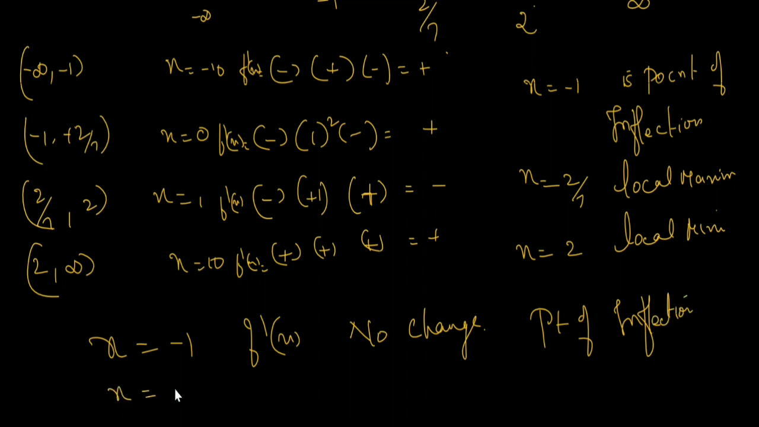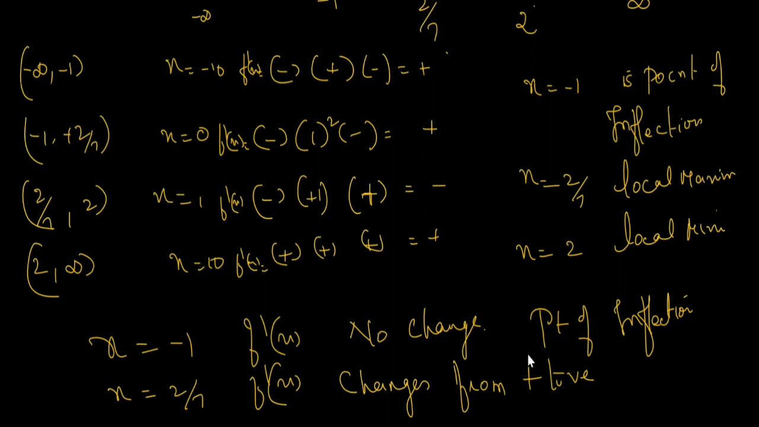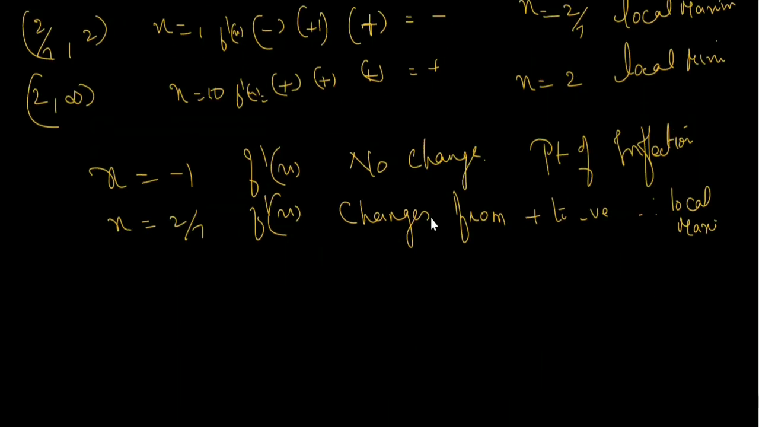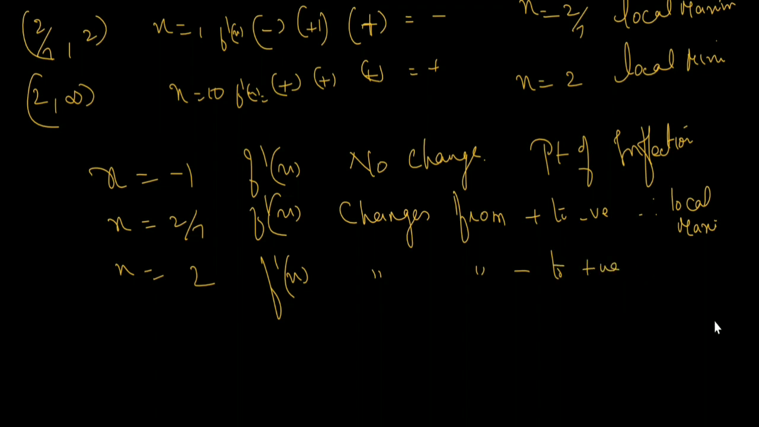At x is equal to 2 by 7, f dash of x changes sign from plus to minus, from positive to negative. Therefore local maximum. And at x is equal to 2, f dash of x changes from negative to positive. Therefore local minimum. Thank you.